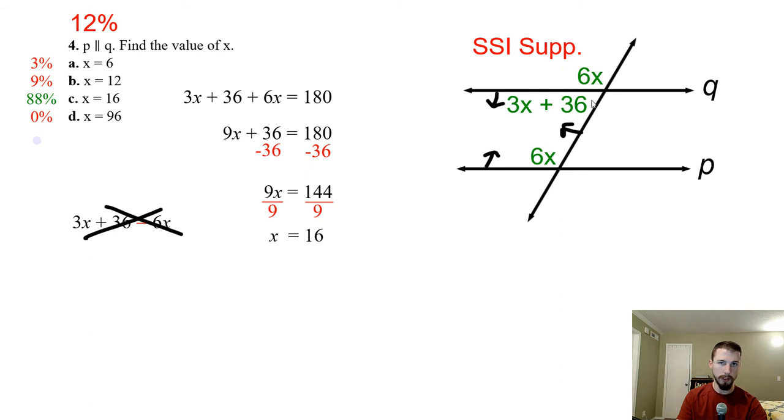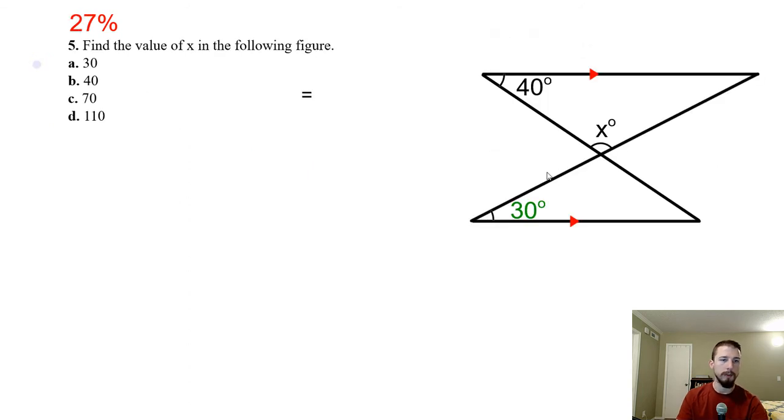They're a linear pair, meaning they're supplements. So you can always use corresponding vertical angles and linear pairs to figure out how they relate to each other if you forget the rules for your linear pairs. All right, find the value of x in the following figure.